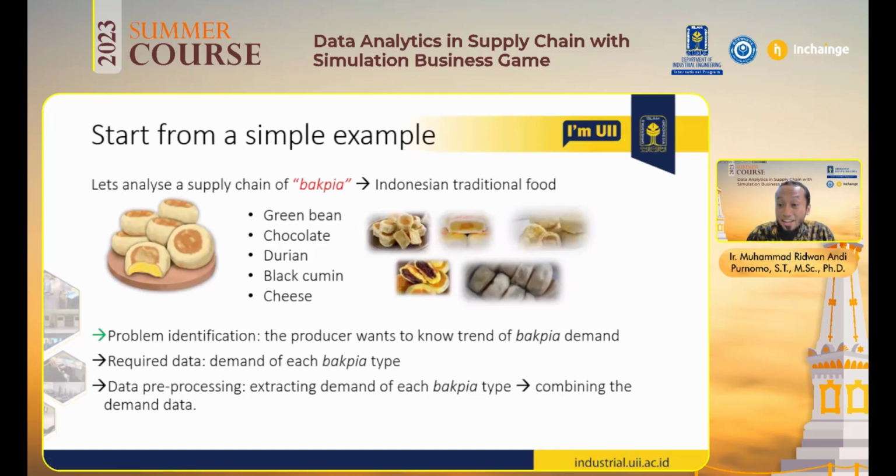So based on this problem, the producer, the manager of the bakpia company, can decide the required data is demand of each bakpia type. Okay, so the data pre-processing is extracting demand of each bakpia type, and then combining the demand data. Why we need to do this? Later I will explain why we need to combine all of the demand of the bakpia types.